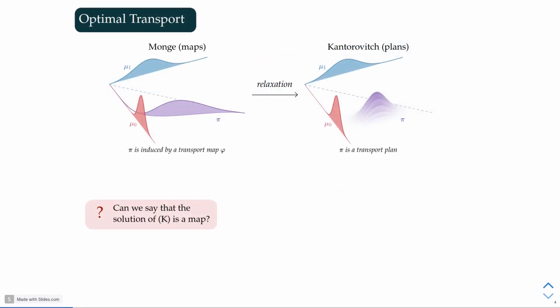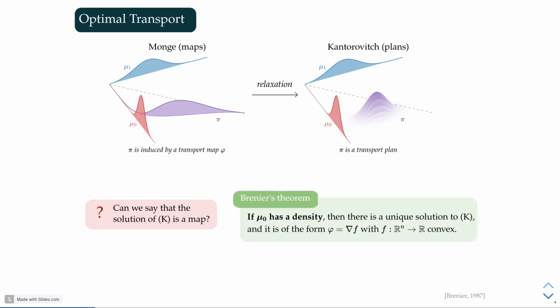So when we relax the optimization problem from the set of maps to the set of plans, we consider a more general optimization problem. And one big question is, can we say that the solution of the Kantorovich problem on transport plans is actually a map? We have the famous Brenier's theorem, which states that if mu0 has a density, then there is a unique solution to the Kantorovich problem, and it is a map. And more than this, it's actually the gradient of a convex function. So this kind of justifies the study of the Monge problem as a proxy for the Kantorovich optimization problem.